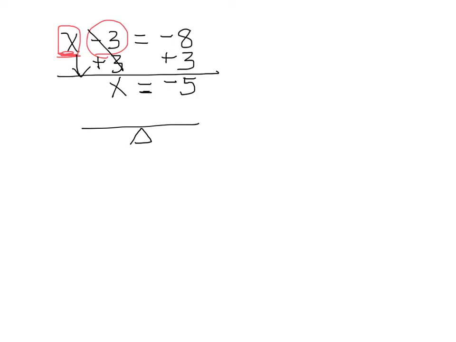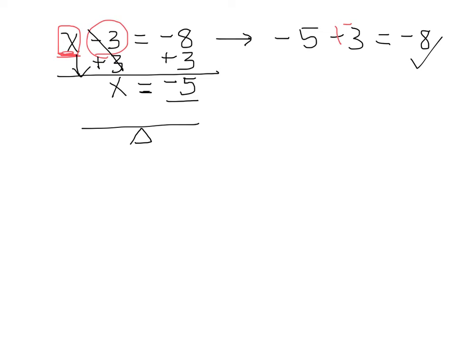And you can always check your answer by plugging it in, because the solution to an equation means if you plug it in, it will make the equation true. Negative 5 minus 3 is, in fact, negative 8. Or if you need to remember to think of it as add the opposite, you can see it like that. There's your check, and you're done.